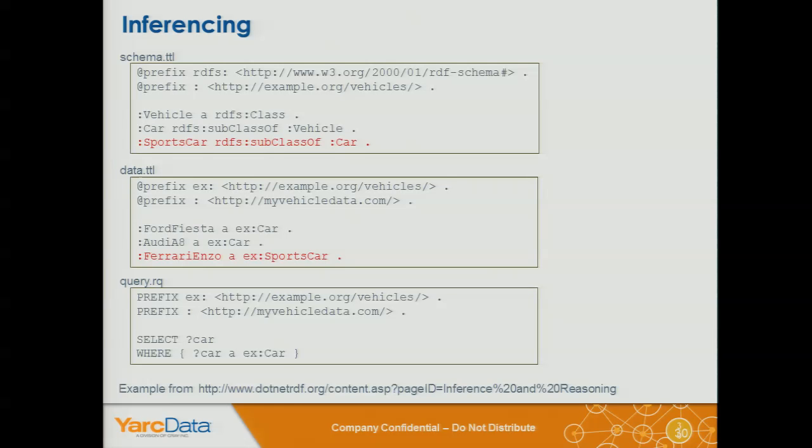Inferencing I've already mentioned. Here's an example of what the rules look like. In your schema, you might define a rule like sports car is a subclass of car. These are basically rules that define your data set. So you say, vehicle is a class, car is a subclass of vehicle, and then sports car is a subclass of car. Then somewhere in your data you have a little thing that says Ferrari Enzo is a sports car. And then you have a query which is select a variable called car where car is in fact a member of the set of cars.